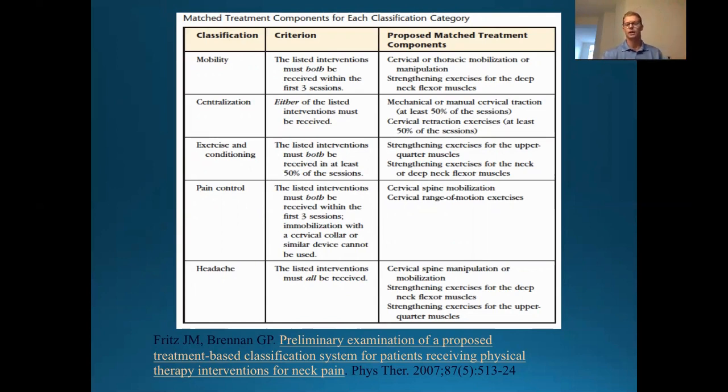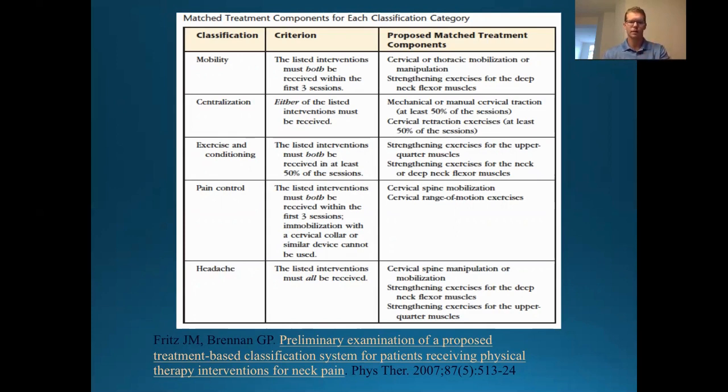So if someone comes in, and this is pretty intuitive, which is great, if they come in with mobility deficits, or they meet the criteria for mobility deficits, which we'll talk about in a minute, then they say that cervical and/or thoracic mobilization or manipulation will be beneficial. And then also strengthening exercises for the deep neck flexor muscles. So we need to get that person moving, and we also need to retrain their muscles in their new range of motion. That makes complete sense.